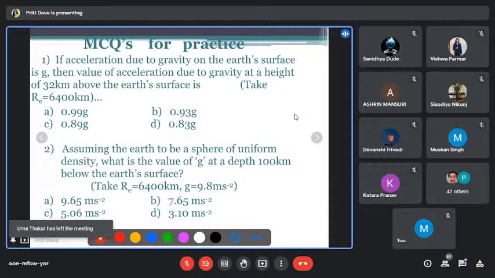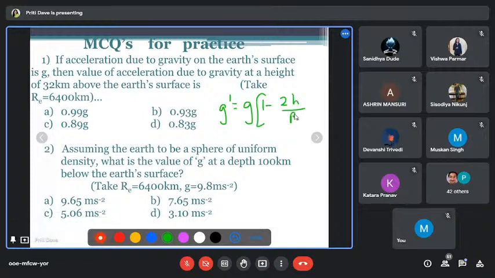Okay, take the first one. Same formula. Which formula will I use? R's value is given to me. H is 32 kilometers, given to me.